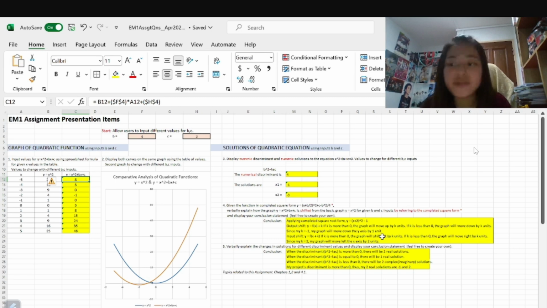The main takeaway of question 4 is that you can change the equation using the completed square formula, so that you can tell how the graph shifts around the x and y axis depending on the values of k inside and outside of function x. Now I will move on to question 5.